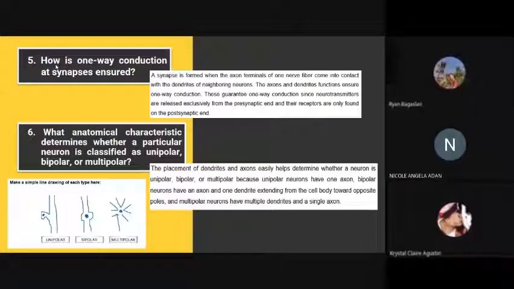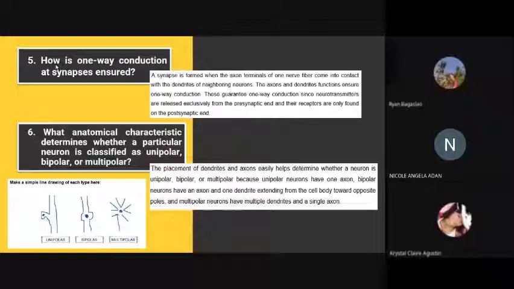For number five, how is one-way conduction at synapses ensured? So for our answer, a synapse is formed when the axon terminals of one nerve fiber come into contact with the dendrites of neighboring neurons. The axons and dendrites functions ensure one-way conduction. These guarantee one-way conduction since neurotransmitters are released exclusively from the presynaptic end and the receptors are only found on the postsynaptic end.